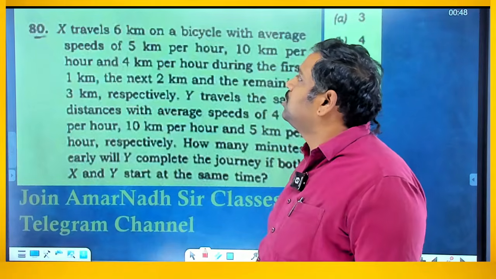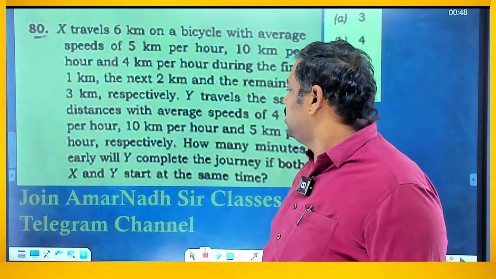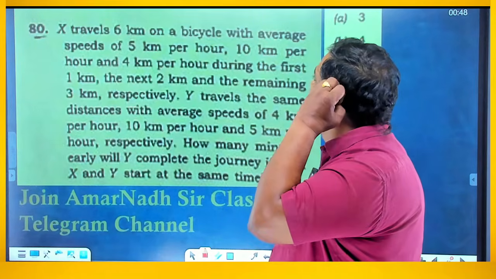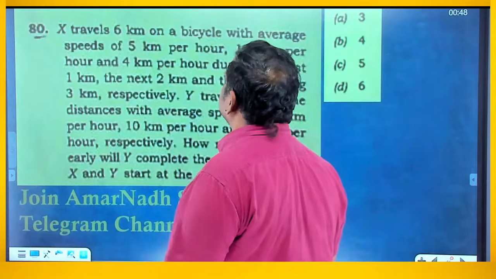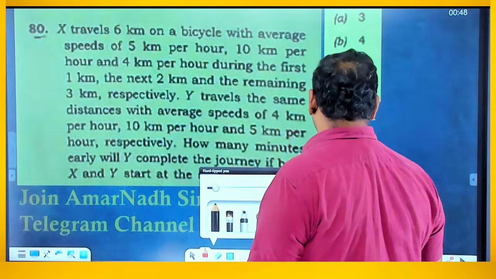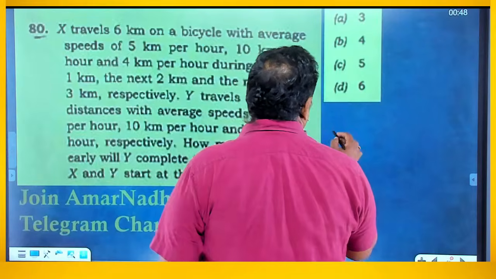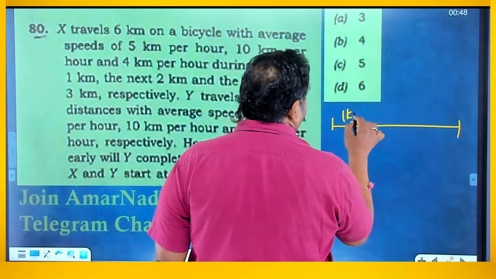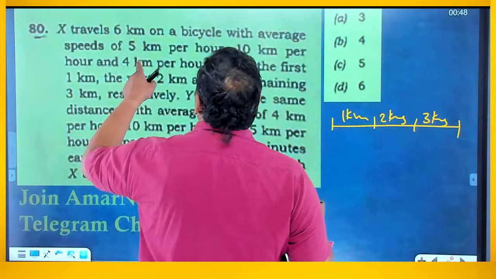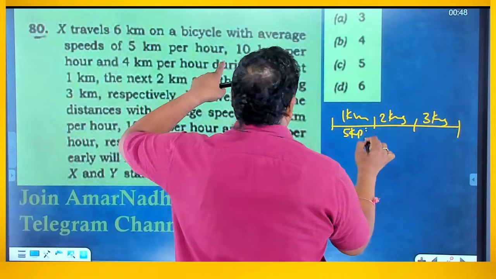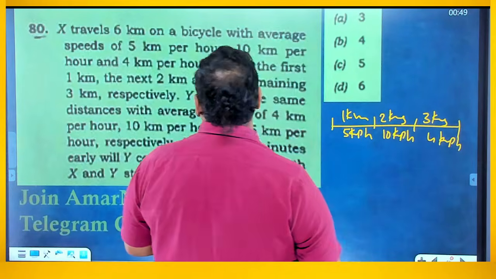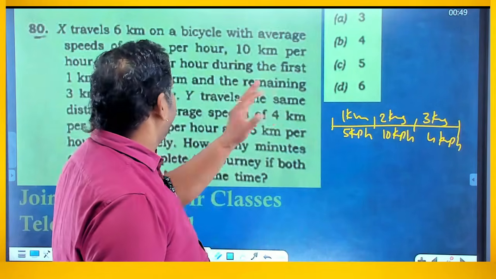Did all of you understand? So, yeah, with this, the paper will be completed, right? So, see the last question. X travels 6 kilometers on a bicycle with average speeds of 5 kilometers per hour, 10 kilometers per hour, and 4 kilometers per hour during the first kilometer, next 2 kilometers, and the remaining 3 kilometers. Total 6 kilometer stretch now. First 1 kilometer, next 2 kilometers, next 3 kilometer stretch. His speeds are 5 kmph, 10 kmph, and 4 kmph. You can calculate the times also. But let's wait, what he is saying.